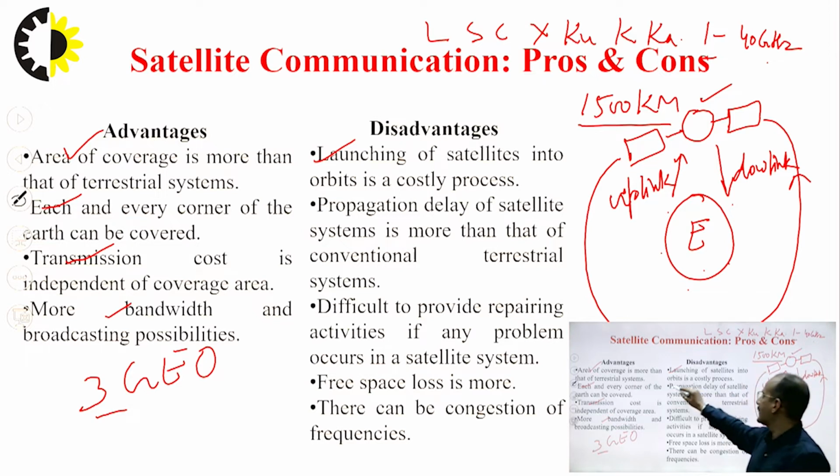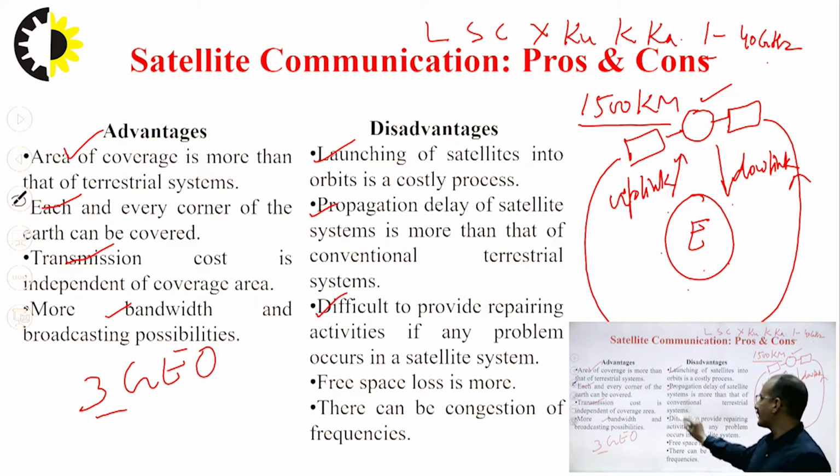Then the second disadvantage is that the propagation delay of a satellite system is more than that of a conventional terrestrial system. Actually, the propagation delay is increased as the signal is transmitted from the earth station to the satellite and coming back from the satellite to the earth station. That will cause a propagation delay that is more than sky wave or ground wave communication.